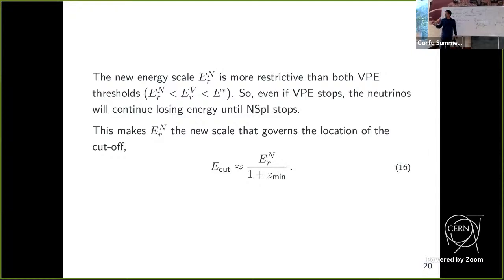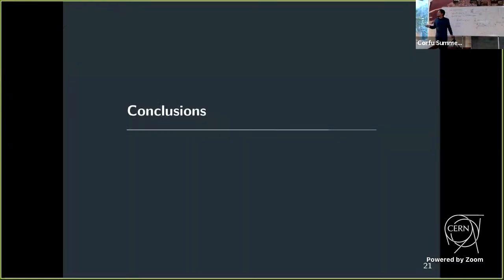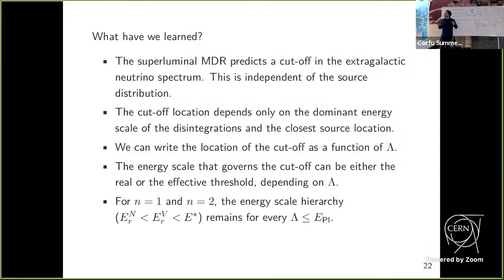This is the new position of the cutoff. Okay? So now, this is like a summary of what we have learned only using this toy model. In the first place, a superluminal modified dispersion relation seems to lead to a cutoff in the neutrino spectrum, and this is independent of the source distribution. The position of this cutoff only depends on the dominant energy scale, the dominant threshold, and the location of the closest source.